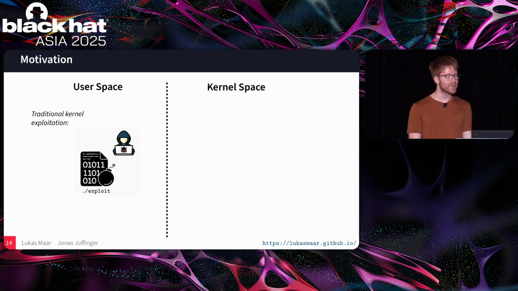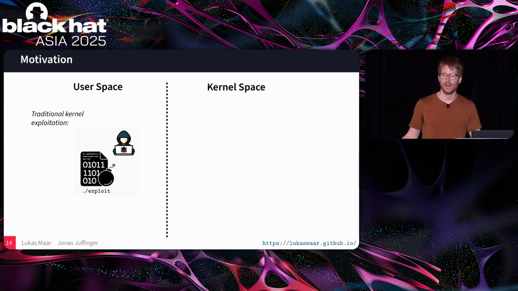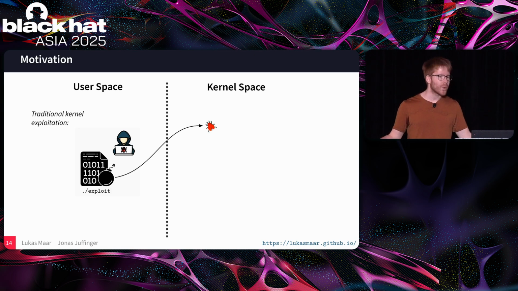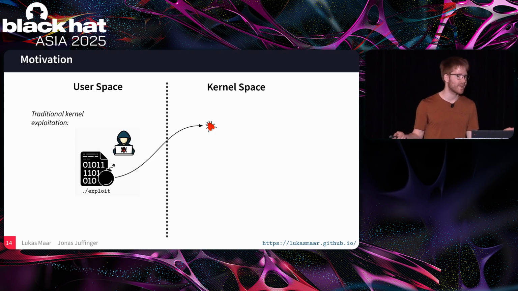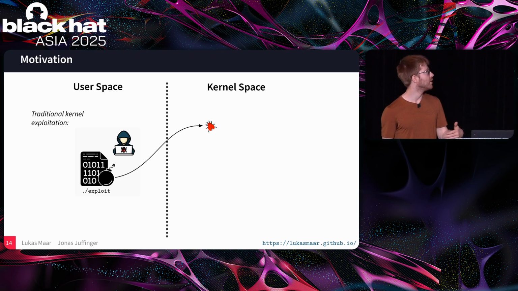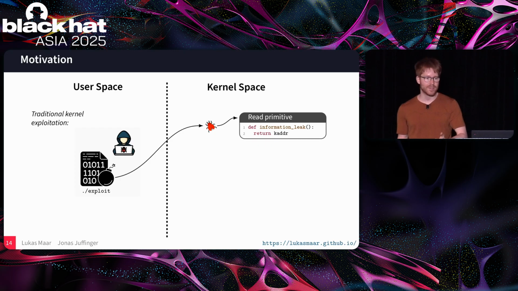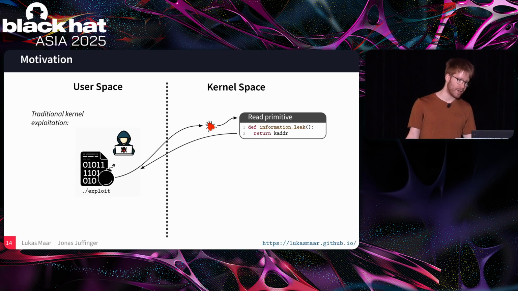So let's consider traditional kernel exploitation. For traditional kernel exploitation, we assume that a malicious actor has some kind of code execution as an untrusted and unprivileged user. And what the malicious actor first does, it triggers a vulnerability. In a lot of cases, it's a memory corruption vulnerability, where the first step by triggering the vulnerability is to get some kind of read primitive. This read primitive then returns code addresses and heap addresses to the exploit.